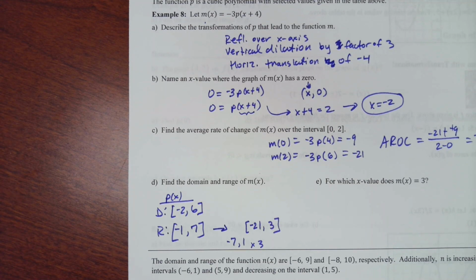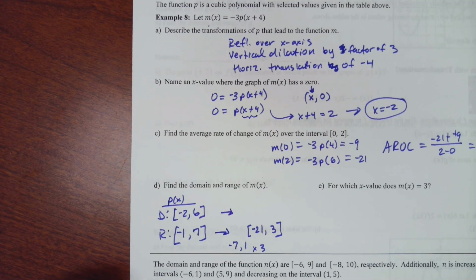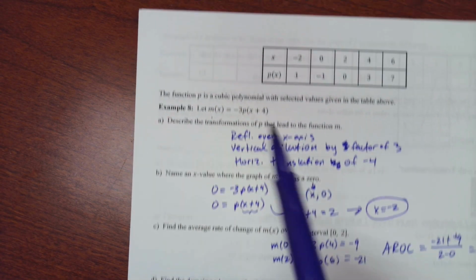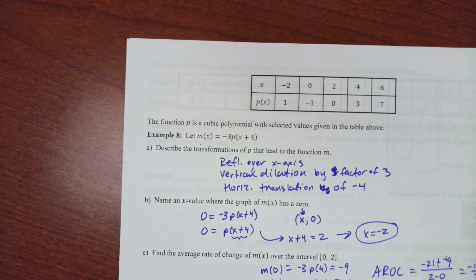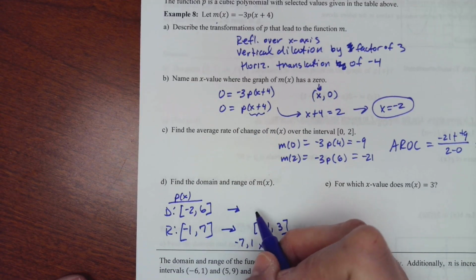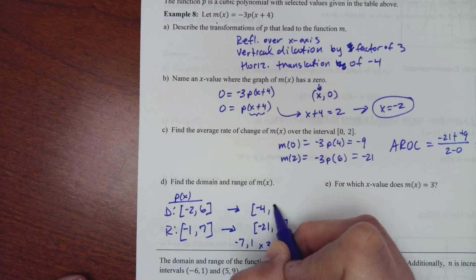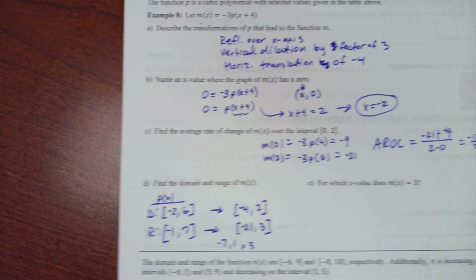I just did. All right, over here, my domain. The only thing that's changing the domain is this motion of left 4. Everything else was basically like a y value change. So I'm going to go left 4 more from these numbers. So I'm going to be like -4 and 2. Okay. All right, last one here.